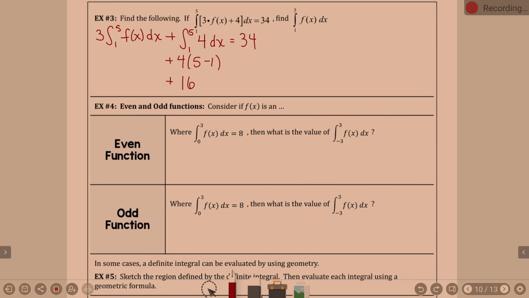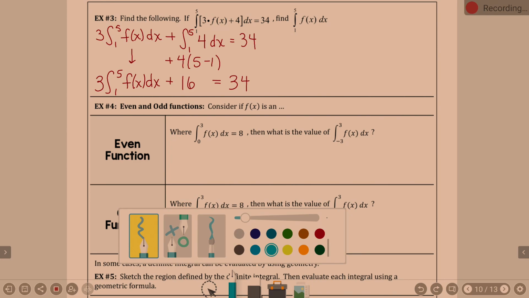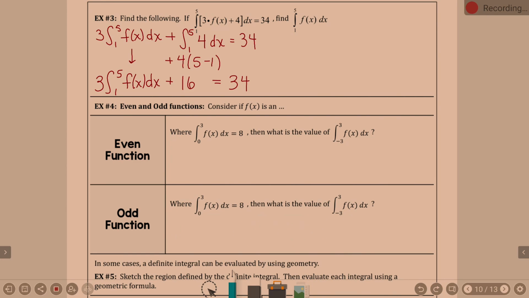If I carry down what I had from the first piece, it was 3 times the integral from 1 to 5 of f of x dx. Now I have plus 16 equals 34. Our job is to solve for the integral from 1 to 5 of f of x dx. It's algebra here, yes? So we're going to subtract 16.